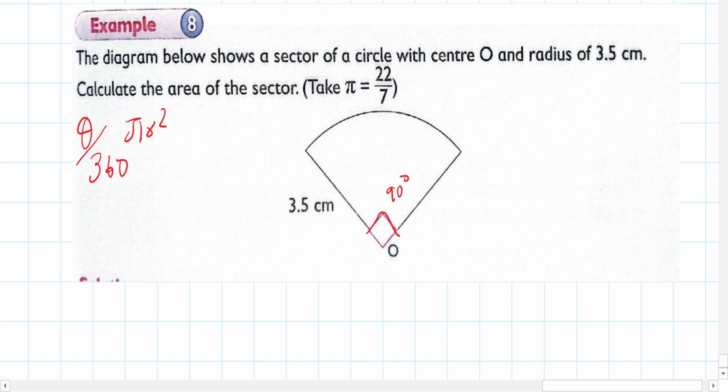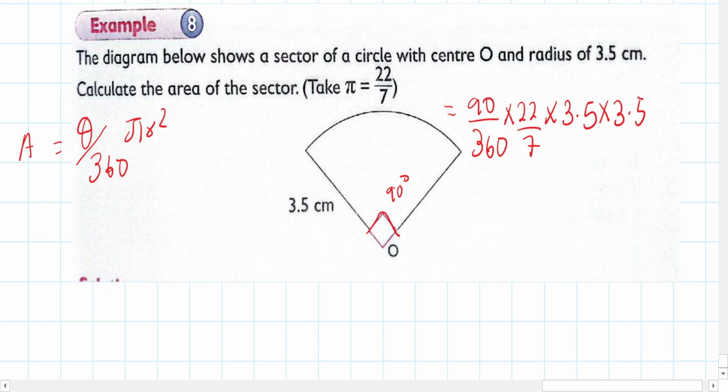So the question is asking that the diagram below shows a sector of a circle with center O and a radius of 3.5 centimeter. Calculate the area of the sector. Take pi to be 22 over 7. So again, we said area to be pi. Okay, this is area. So theta over 360, that is 90 over 360 times pi, which is 22 over 7, times r squared, which is 3.5 squared, or 3.5 times 3.5.